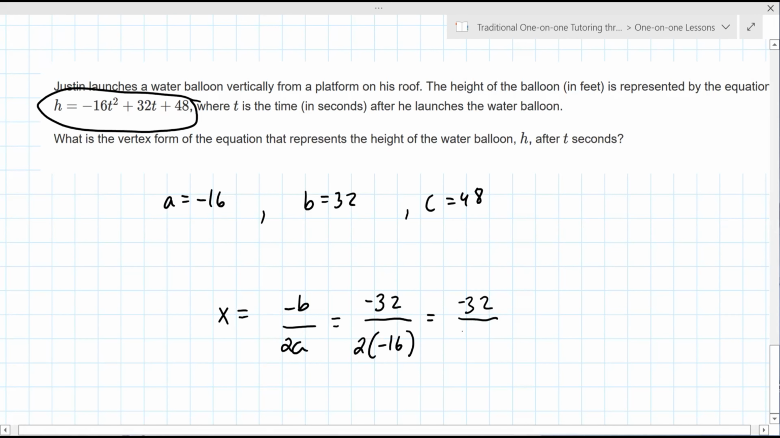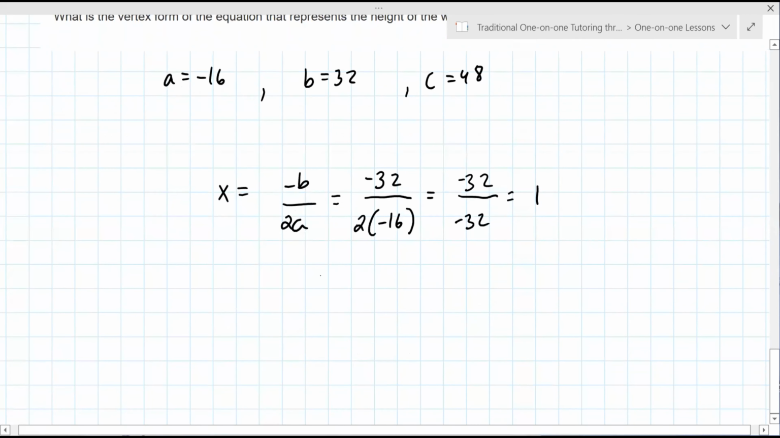So the numerator is minus 32. What is 2 times negative 16? You're multiplying, Jeremiah. 2 times 16. -32. Yeah, negative 32. So when the top and bottom are the same, it equals 1. 1, perfect. Okay. So this is the x coordinate of the vertex. This is actually your h value.